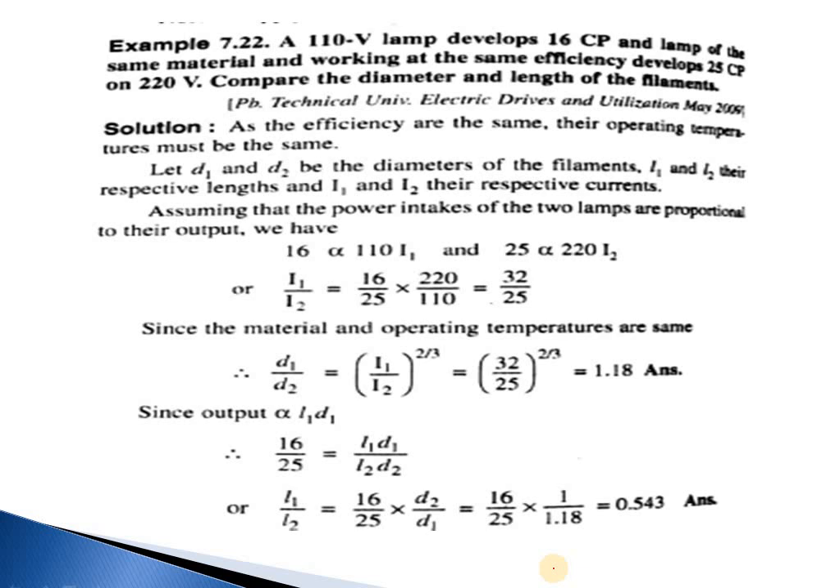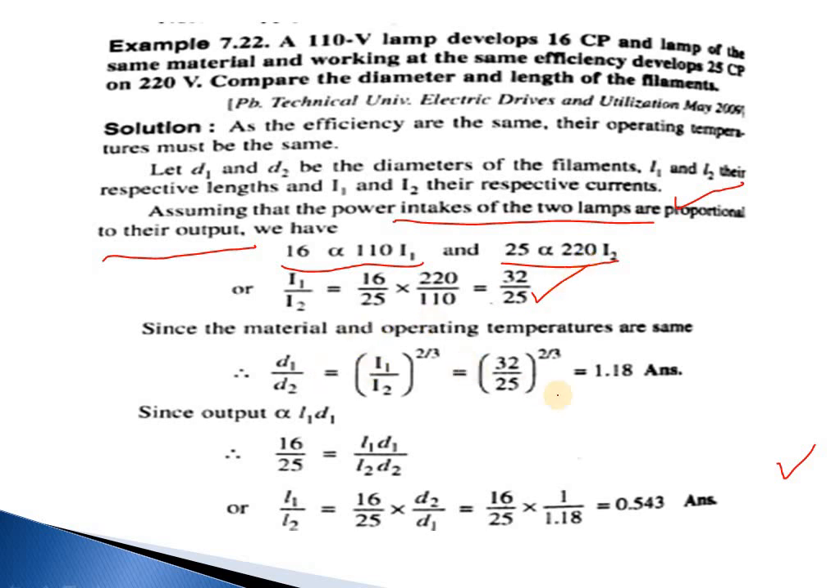Let D1 and D2 be the diameters of the filaments, L1 and L2 the respective lengths, and I1 and I2 the respective currents. So these three things we have considered: one is diameter, another is length, another is current. Assuming that the power intake of these two lamps is proportional to their outputs, 16 is proportional to 110 I1 and 25 is proportional to 220 I2. So taking the ratio, we get I1 by I2 equals 32 by 25.